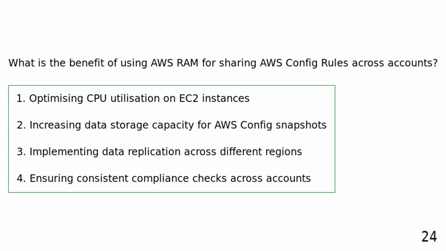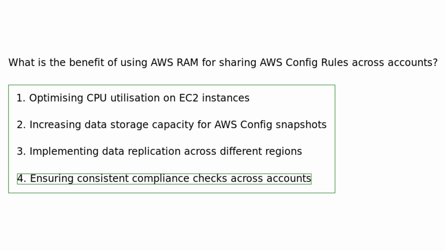What is the benefit of using AWS RAM for sharing AWS Config rules across accounts? Optimizing CPU utilization on EC2 instances. Increasing data storage capacity for AWS Config snapshots. Implementing data replication across different regions. Ensuring consistent compliance checks across accounts. The benefit of using AWS Resource Access Manager for sharing AWS Config rules across accounts is ensuring consistent compliance checks are performed across all linked accounts, helping maintain a unified security and compliance posture.